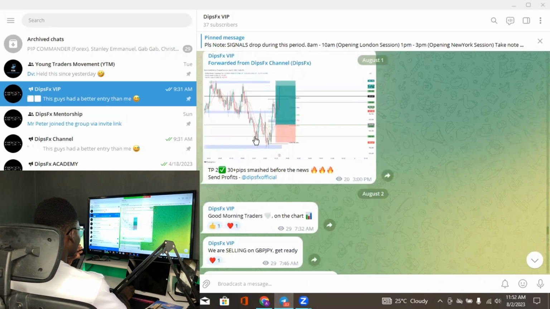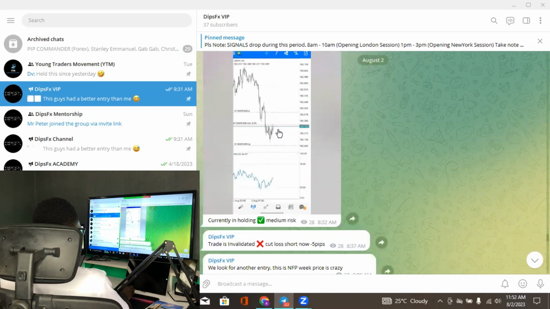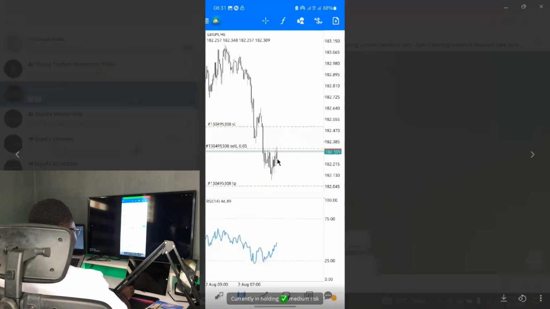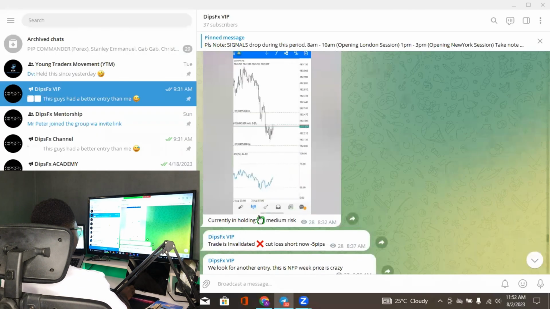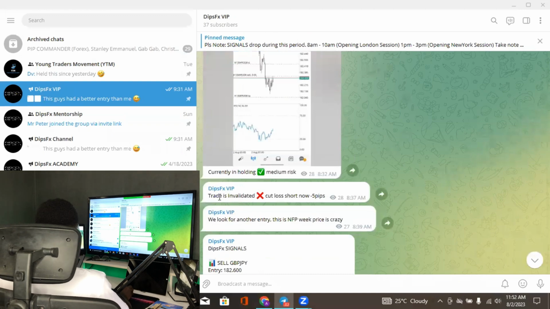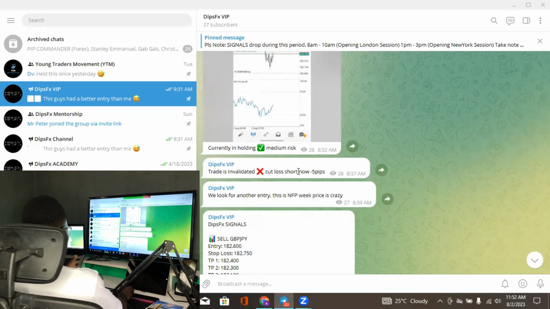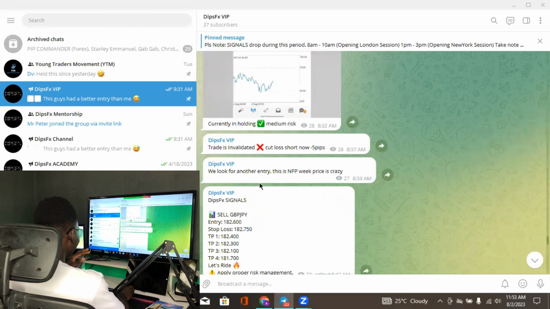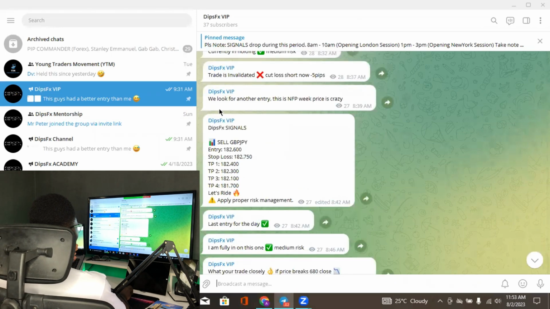So we took all these trades. This was the first loss we took, as you can see right here. This was when we first took our entry. Currently holding this position, you see trade invalidated, cut your loss short, minus 5 pips. So as you can see, this is clean. Then look for another entry.